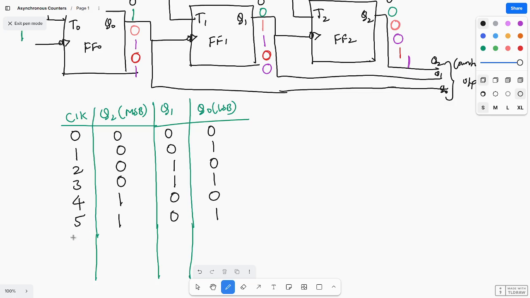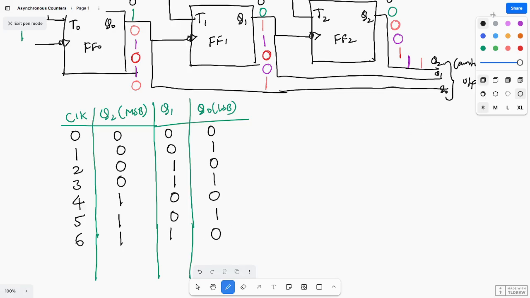At the sixth clock pulse, what happens? This will toggle from 1 to 0. 1 to 0 means what? Negate of clock, so this will toggle. This becomes 1. 0 to 1 means what? Passage of clock, so it will be in the same state, which is 1. At the sixth clock pulse, you are getting 110.